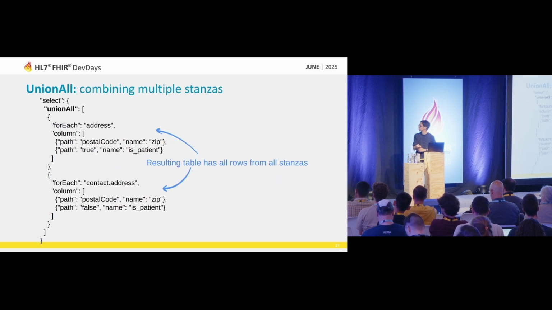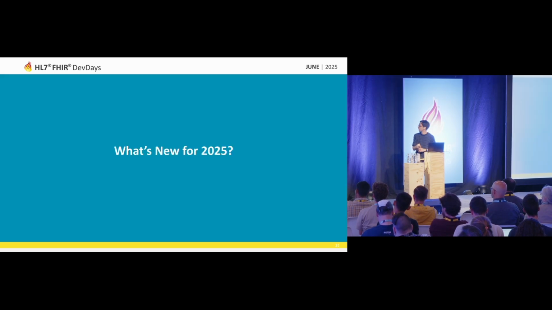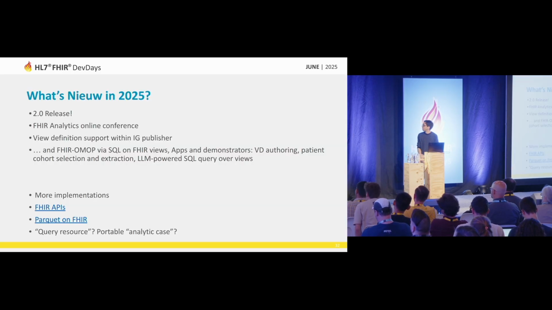I'm going to skip through some of these to talk about what's new. And all right, so what's new for 2025? What's new in 2025 is the 2.0 release of SQL on FHIR. View definitions and view runners are being developed and used in more and more implementations. And so we're very excited about that.